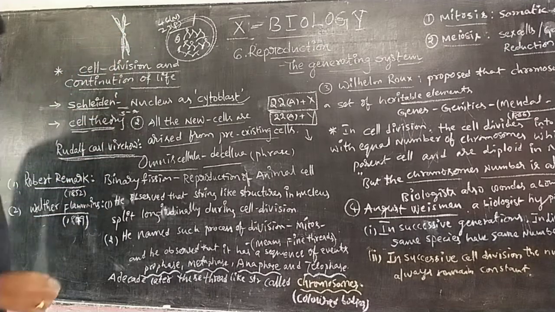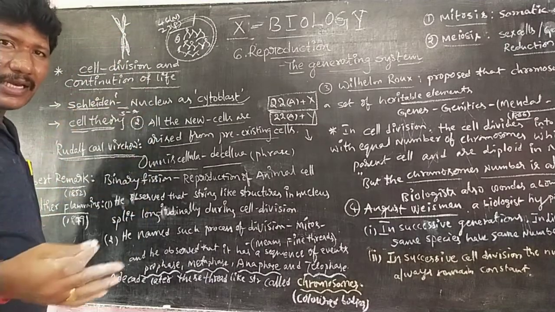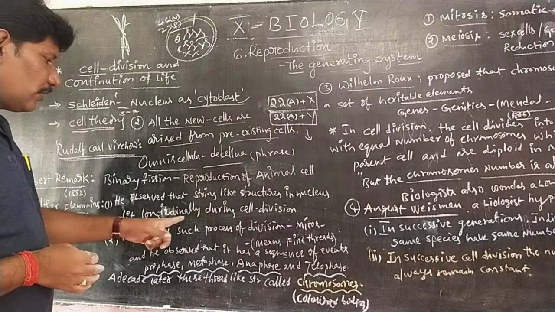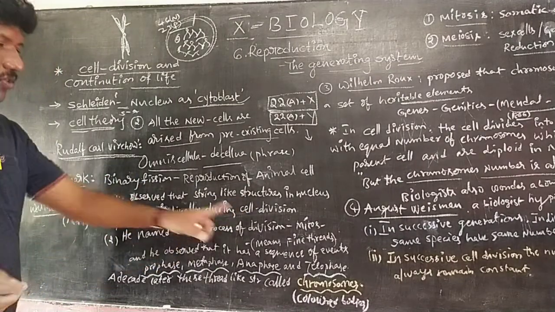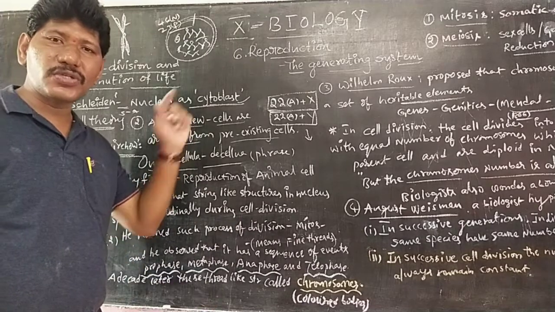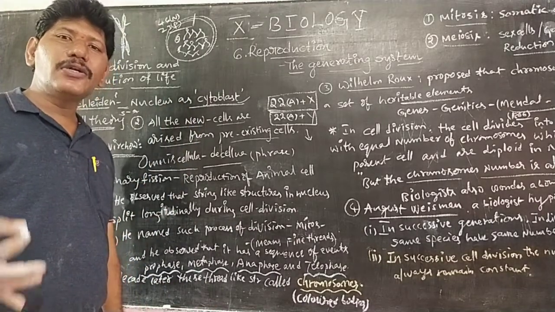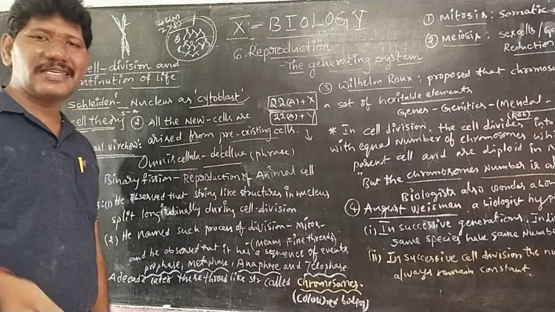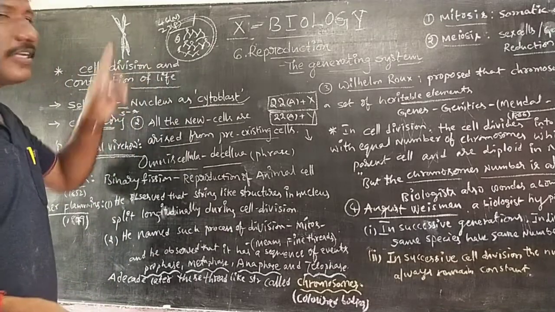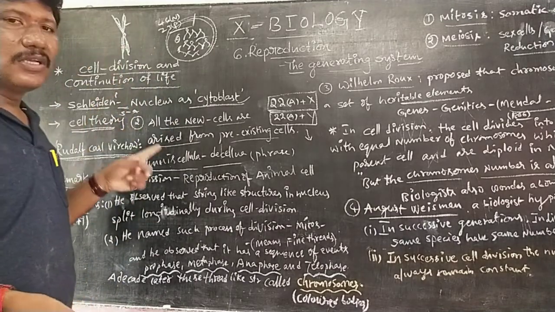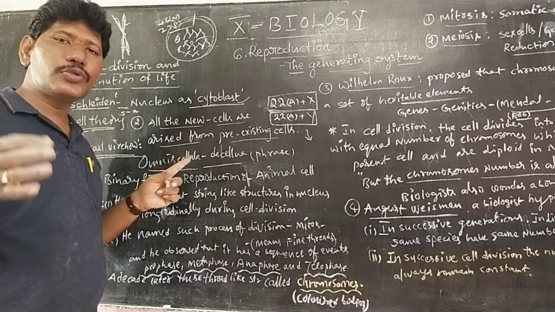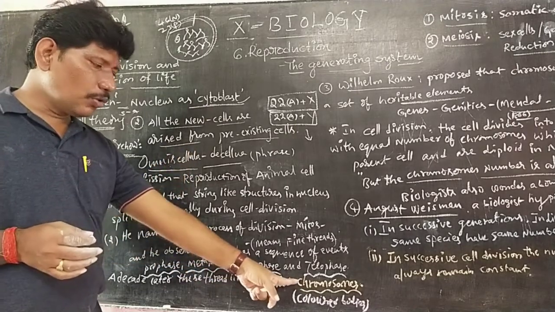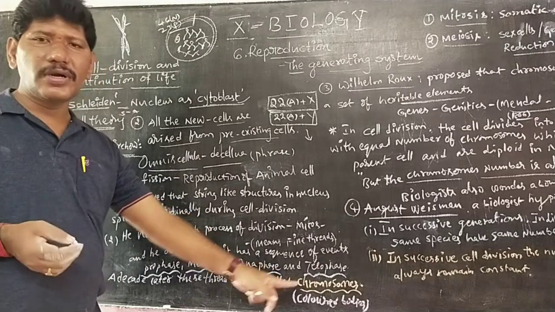So he observed that the chromosomes are split longitudinally during the cell division. Next, he named such a process of division mitosis. Mitosis means fine threads. These fine thread-like structures are called chromosomes, meaning colored bodies. So chromosomes are nothing but colored bodies.